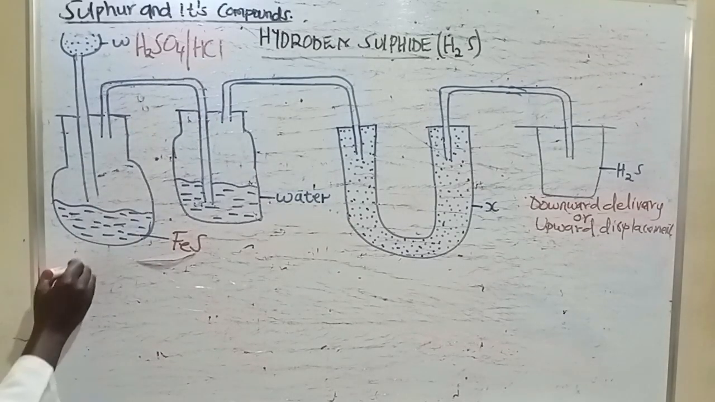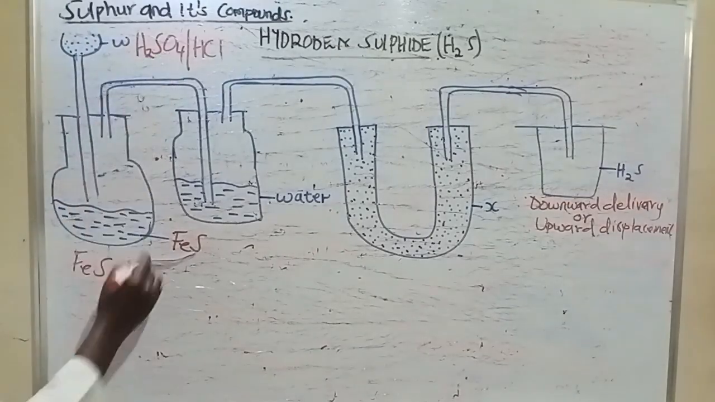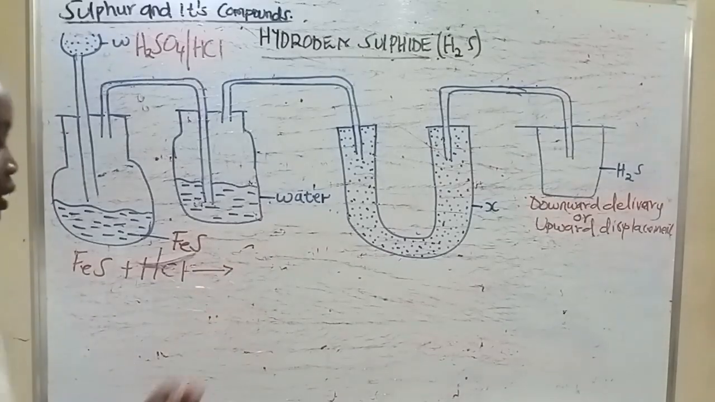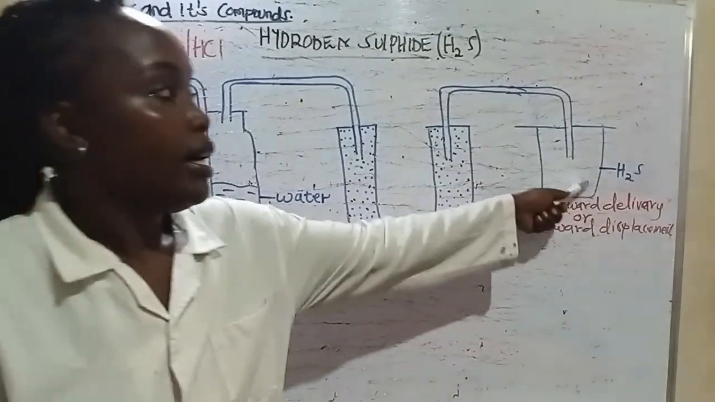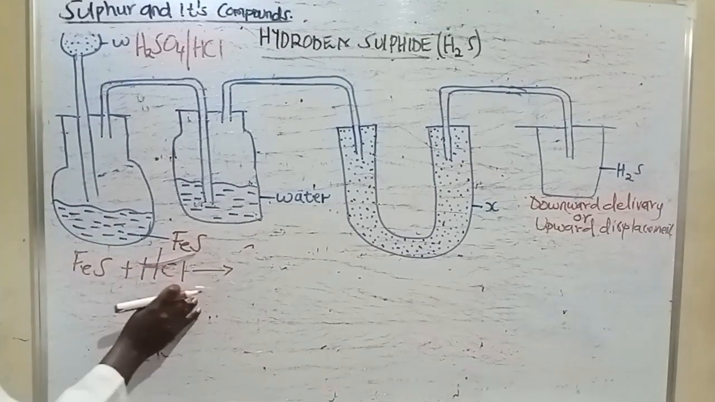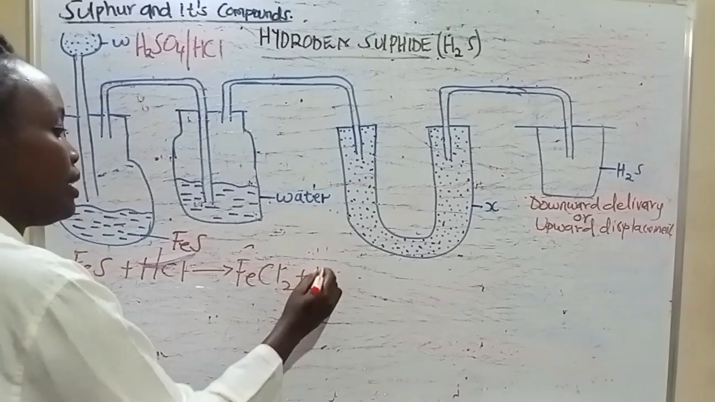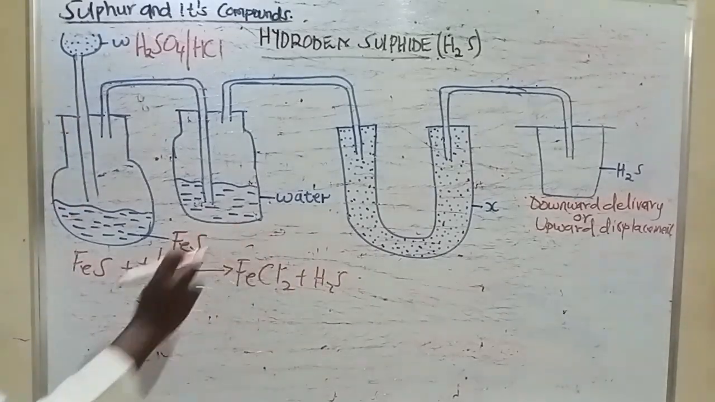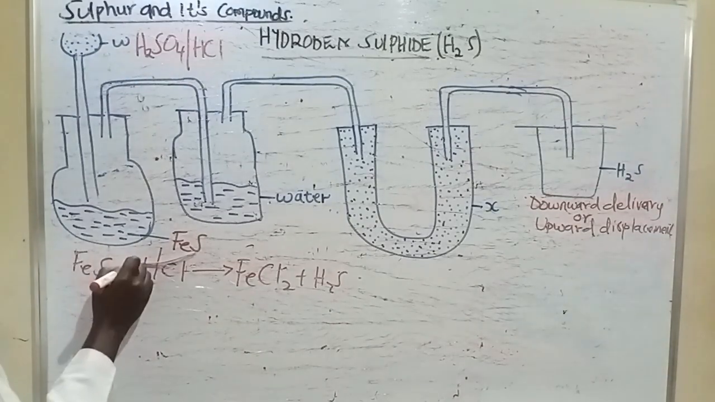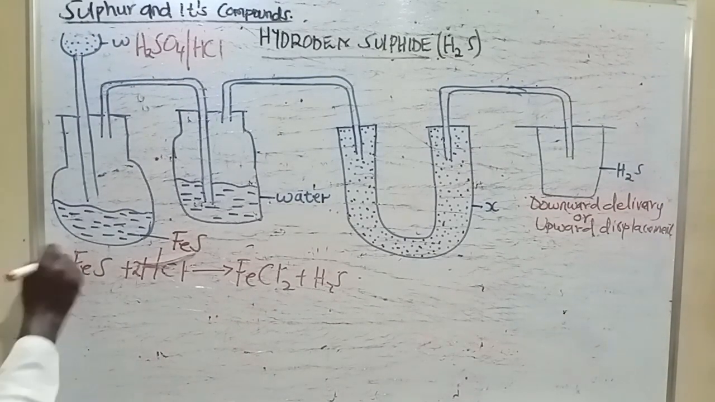So the reactions are going to be as follows. If you have iron sulfide reacting with hydrochloric acid, the products formed are hydrogen sulfide and a salt, which is iron 2 chloride. Iron 2 chloride plus hydrogen sulfide. When you balance it, we have 2 hydrogen on one side and 1 hydrogen on the other, so we balance by putting a 2 there, and it is balanced. That is one of the equations.